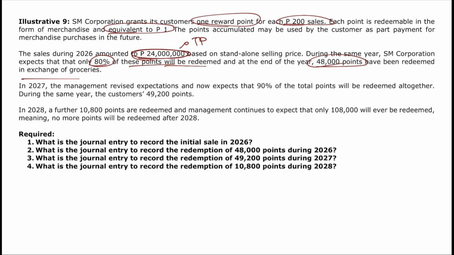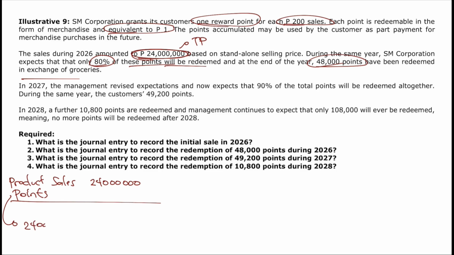Step 4, allocate transaction price to the separate performance obligation. So, dito, alamin natin magkano ba yung ating product sales, no? So, product sales standalone selling price is equal to magkano? That's equal to 24 million pesos. Then, for the points, magkano kaya yung points? Well, for the points, that's actually equal to 24 million divided by 200. Kasi for every 200, no, 1 point daw. Then, magkano yung halaga ng bawat point? For every point, ang equivalent daw nun is piso. So, times 1, no? So, 24 million divided by 200 times 1, this is actually equal to 120,000.